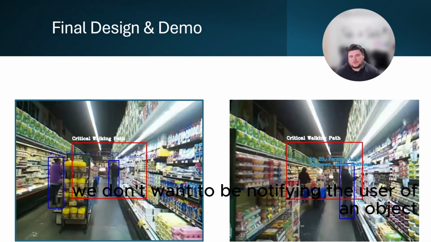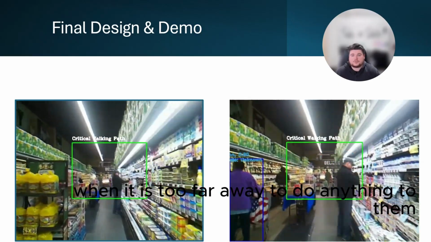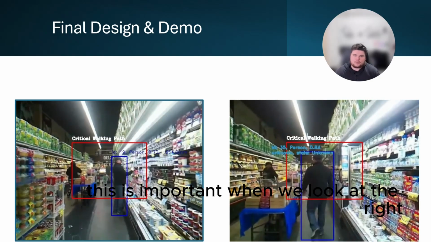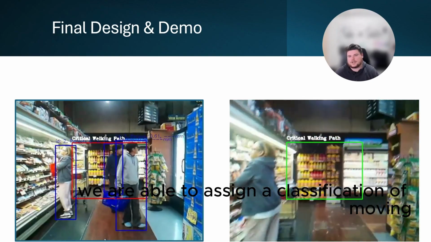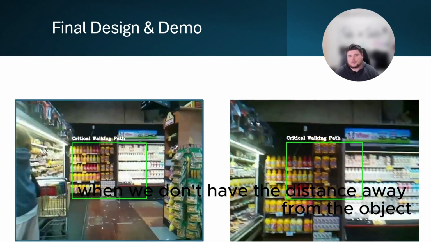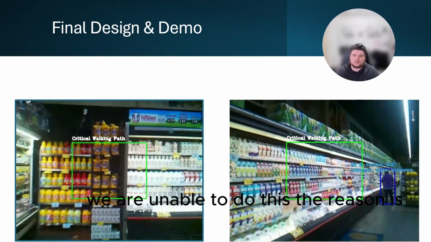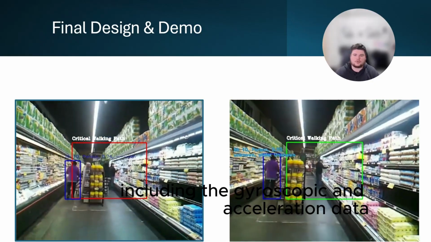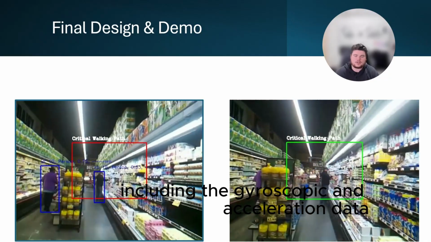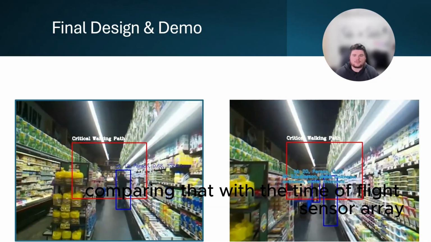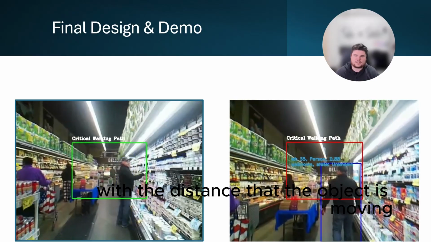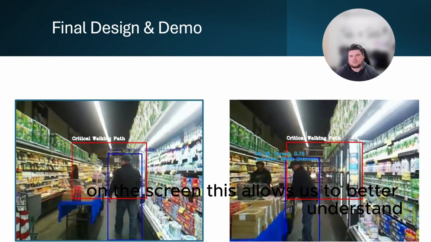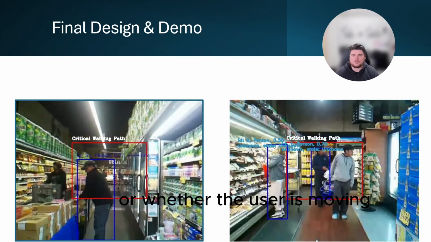The reason for this is that we don't want to be notifying the user of an object when it is too far away to do anything to them. This is important when we look at the right, because here we are able to assign a classification of moving or stationary, but when we don't have the distance away from the object, we are unable to do this. The reason is that we are using the information from the IMU, including the gyroscopic and acceleration data, to tell if we are moving or not, and then comparing that with the time of flight sensor array data of the objects that it's detected, and comparing it with the distance that the object is moving on the screen. This allows us to better understand whether the object is moving or whether the user is moving and the object is stationary.